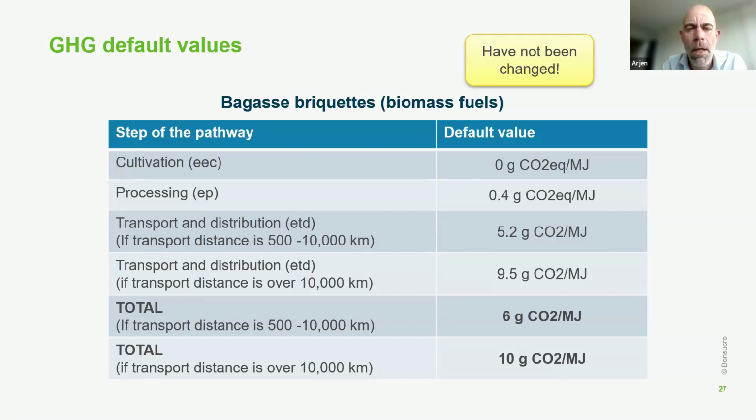The final point which I'd like to highlight: if you summarize the disaggregated default values listed in this table, you will find that the total default value is slightly different. So it seems that the total default values listed here have been rounded off to whole figures. So it's not an exact sum of the disaggregated default values. I don't know, to be honest, what the reason for this is. What is important is that these are the exact default values which have been listed in the annexes of the Renewable Energy Directive, and these are the default values that shall be used. But just so that you are aware.